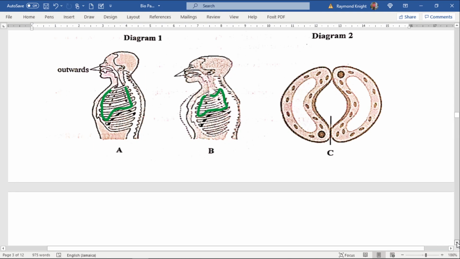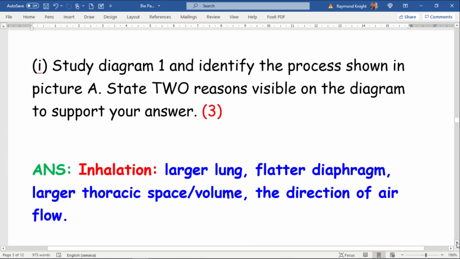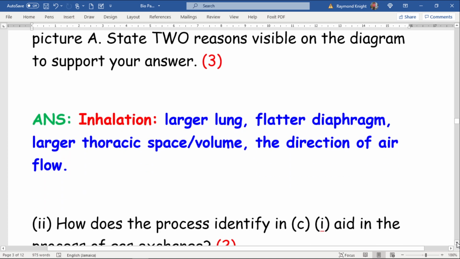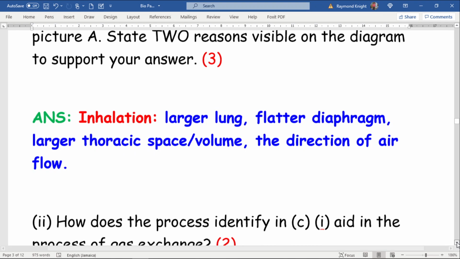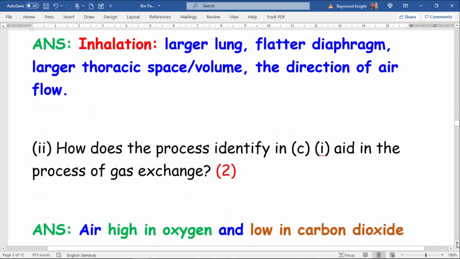So let's just go down real quick. Okay, so we have a larger lung area, a flatter diaphragm. We have a larger thoracic space or volume, and the direction of the airflow. Now, the direction of the airflow, I'm not sure if they will give you a mark for that because they have the arrows there, but it is indicating that the air is going in. That's why you know it's inhalation, all right? The diagram is showing you that, so I just put it there so you can take your chances with that. But of course, it is a good point because the arrows are showing you the direction of the flow of air or gases, right?